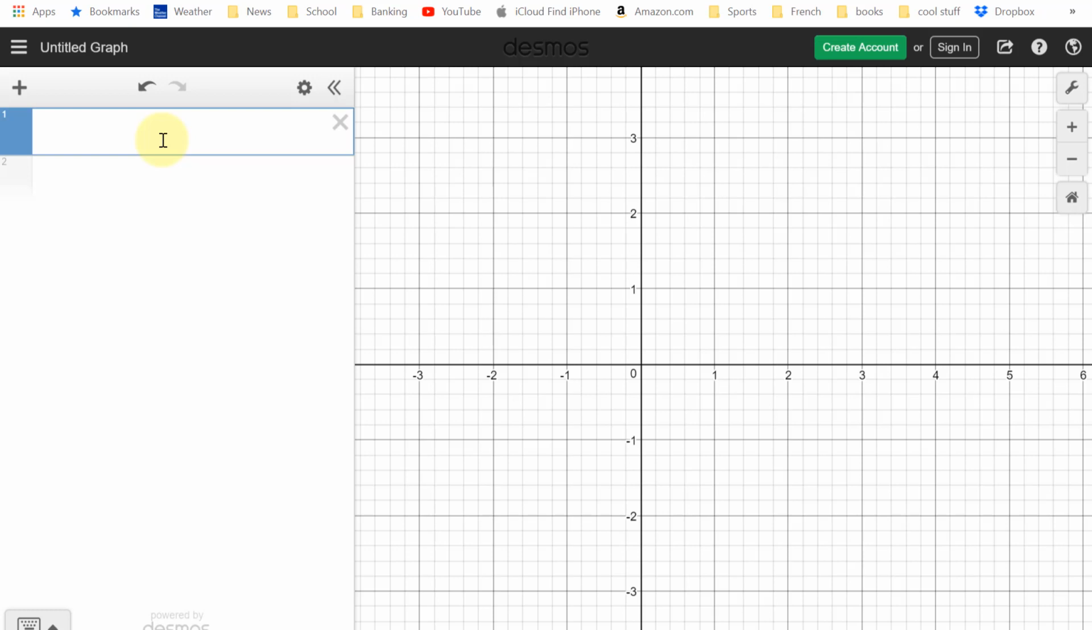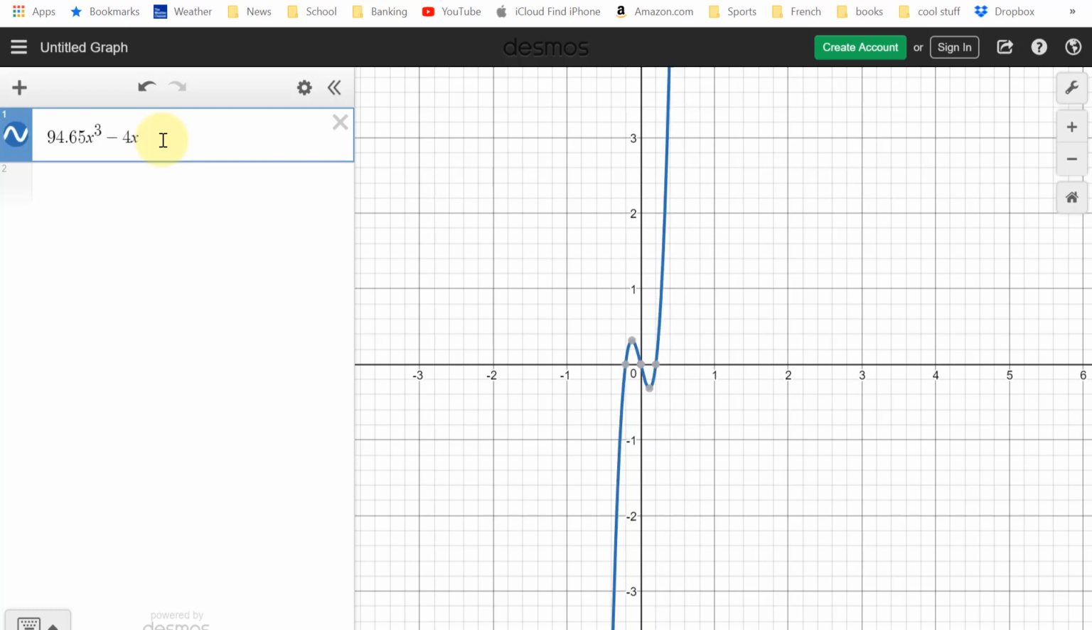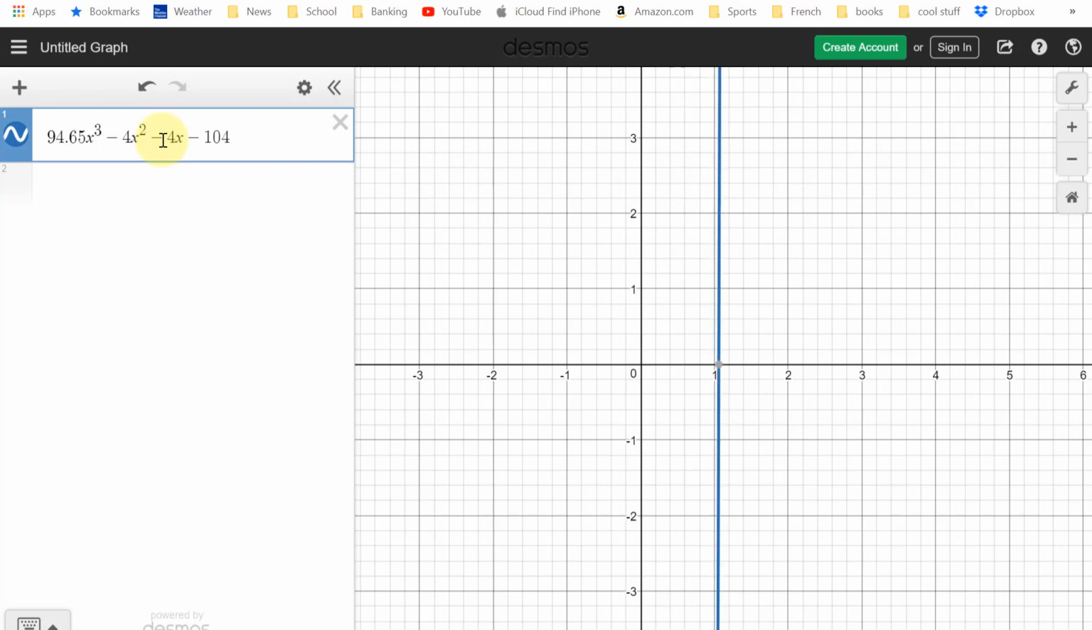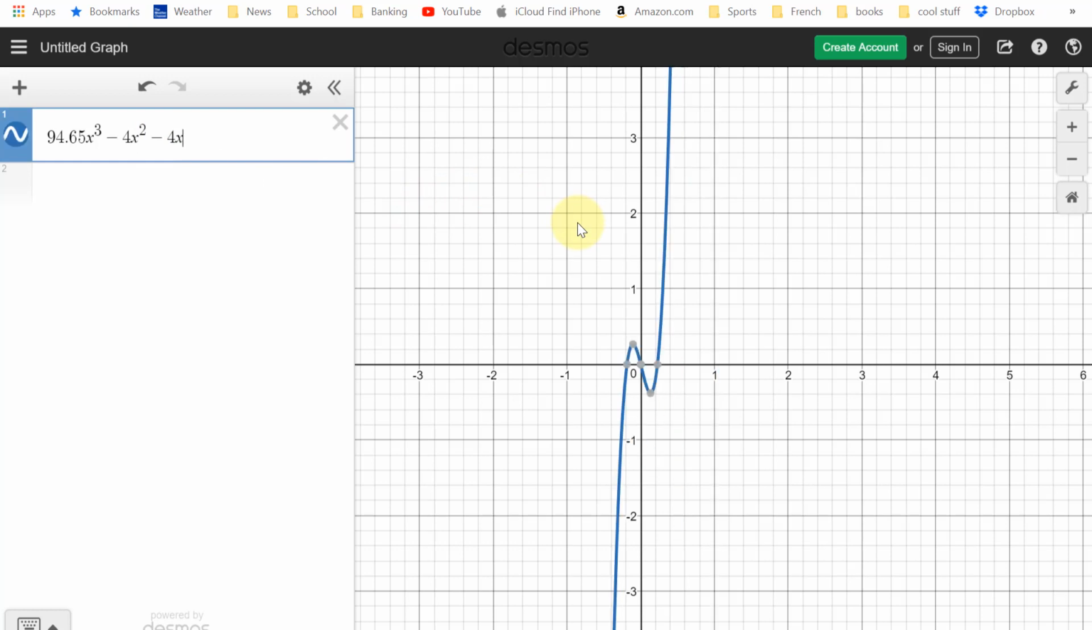Okay, so here I am in Desmos, and I want to type in that equation, 94.65 x to the power 3. This is the shape of a cubic in general, if it's just degree 3. And then we have a minus 4x to the power 2, minus 4x, minus 104. So now, let me back up a little bit. This is the shape of a degree 3, and you can see there are actually 3 solutions for this one.